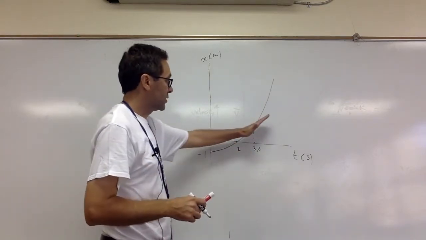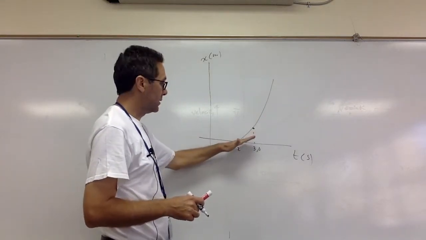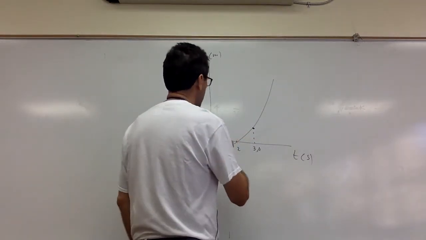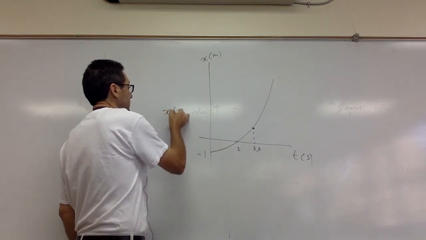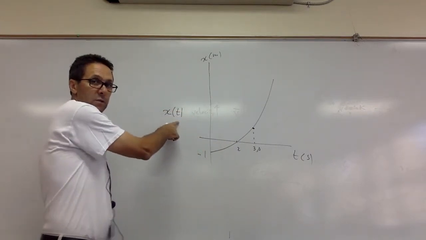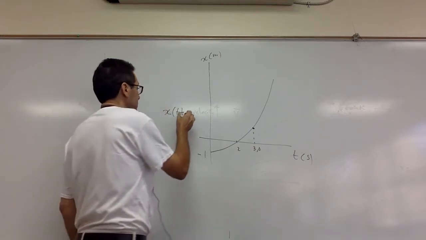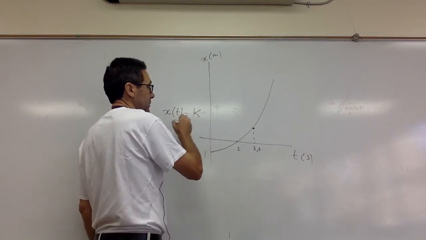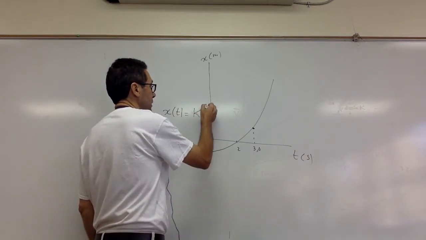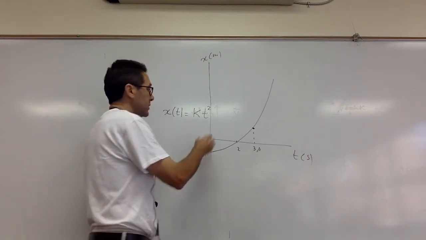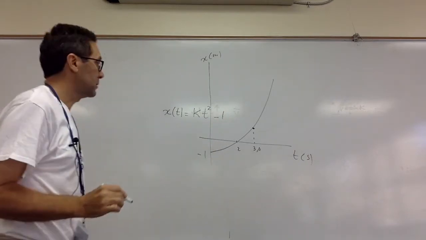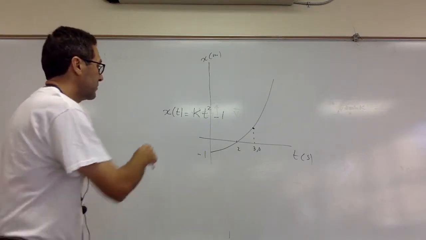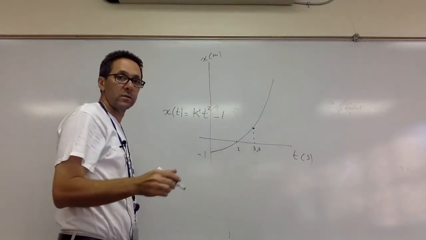The curve looks much steeper at 3 seconds than it does at 2 seconds. Now, if I want to write the equation of this, this should be x as a function of time. Again, this is not a multiplication, just like when you write f of x in your math classes. It's going to be some constant, k, times t squared, but we're not starting at 0, minus 1. And that's enough to describe the motion of this object. In other words, you can find its position at any time.